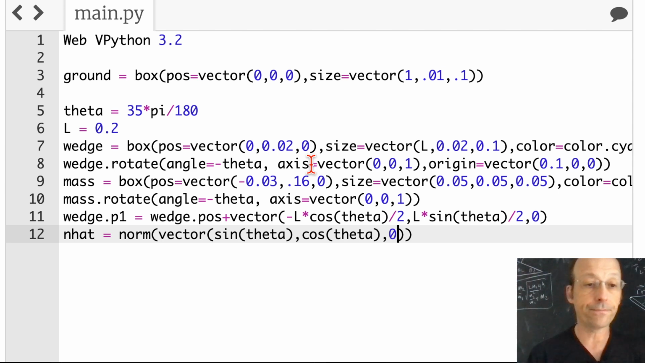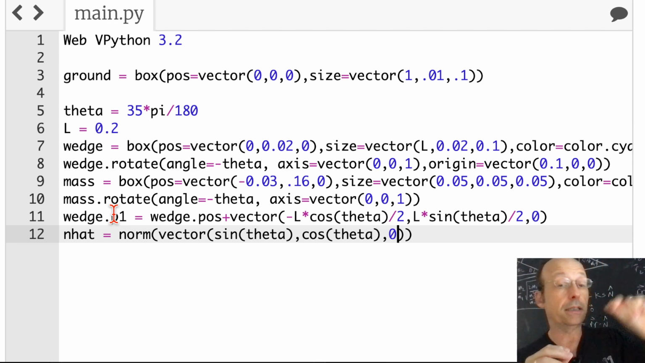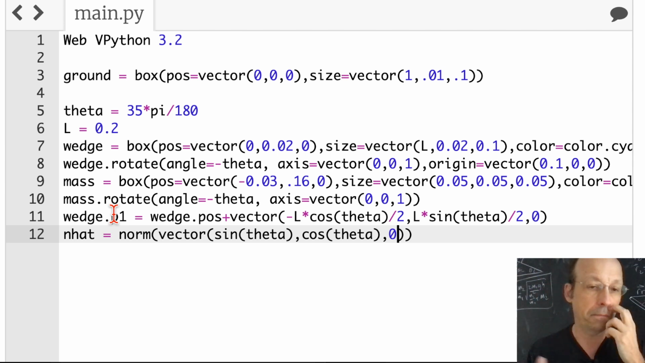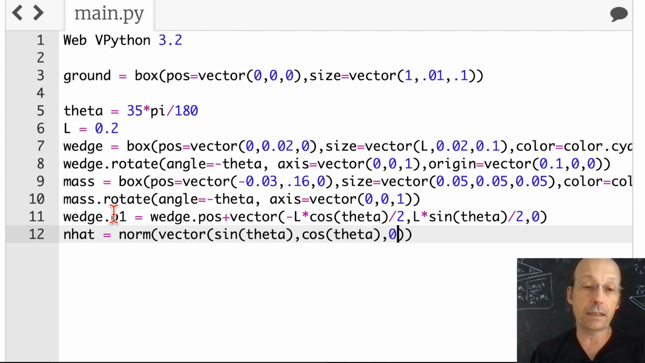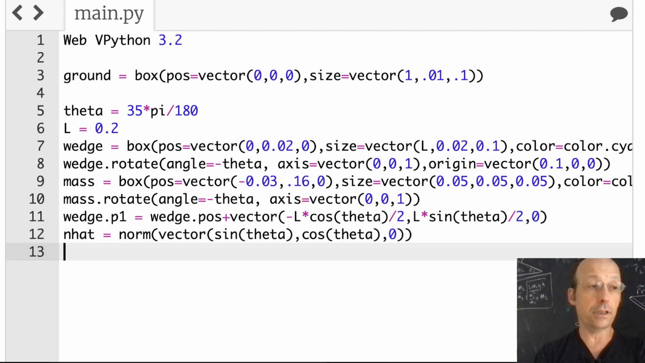So now that's done. And then the point P1, it's the center of the wedge plus this vector based on the angle, right? So that's pretty easy. And then n hat is a unit vector in the direction of n, which is based on the angle theta too. So that's pretty simple to see. You can play around with that. Okay, so we need some more constants here, so let's just get to it.